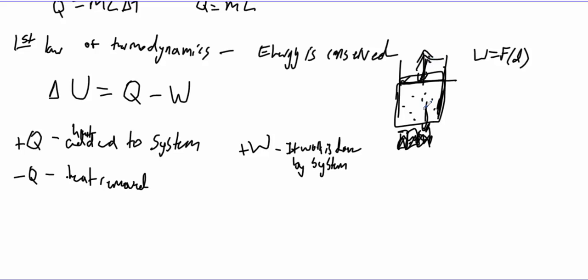Since it did work to raise this thing up, it transferred energy from itself, from the system, to this piston, and therefore the energy went down. So when the work is done by the system, we consider the work positive, but when you subtract a positive, it's going to take energy out. Now, conversely, there's negative work if work is done on the system.